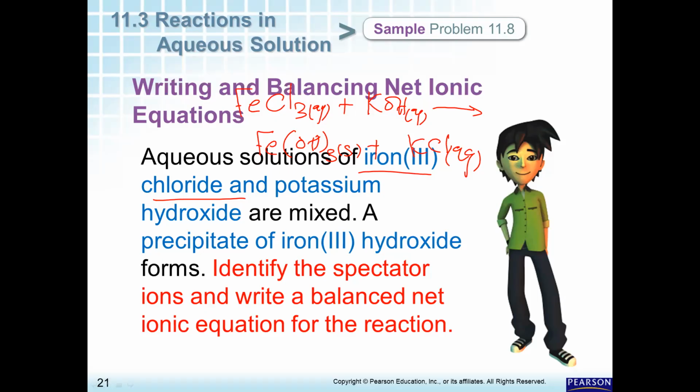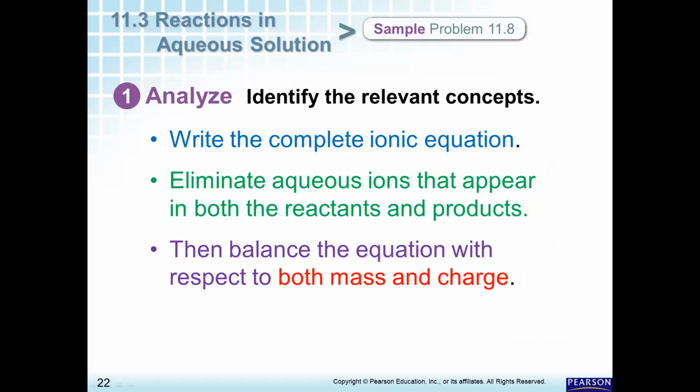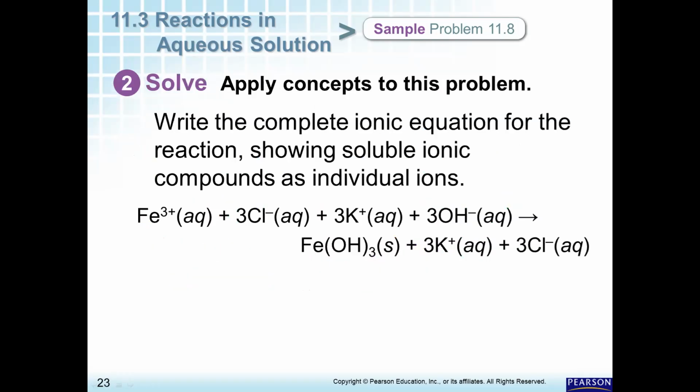So what we need to do first is to convert this into a complete ionic equation. Instead of saying ions, we use the right word. We need to change this equation into a complete ionic equation. What does complete ionic equation mean? We write everything like ions. These are the steps. Write a complete ionic equation, and that's what we are about to do. Then we eliminate the spectator ions, which appear on both sides and are not involved in the formation of the iron hydroxide, and then balance it by both mass and charge. That's what we need to do.